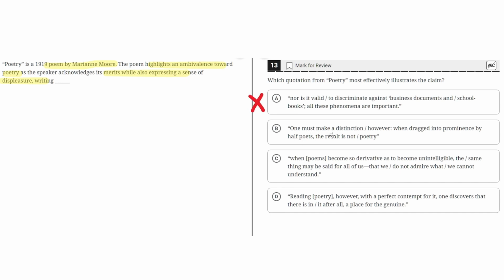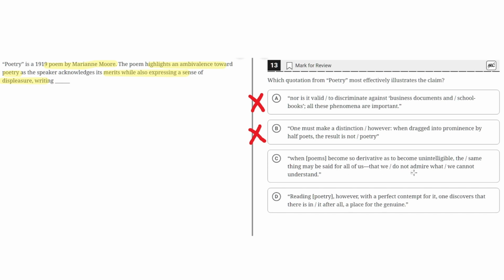B, "One must make a distinction, however, when dragged into prominence by half poets. The result is not poetry." This is incorrect because this doesn't show ambivalence toward poetry. It shows more of a negative attitude only towards poetry. So B is incorrect.